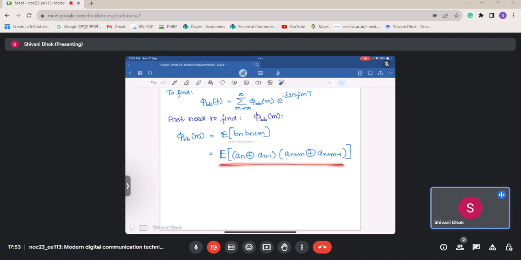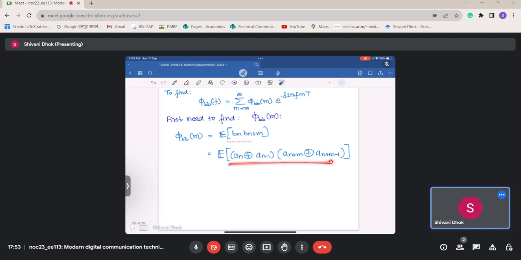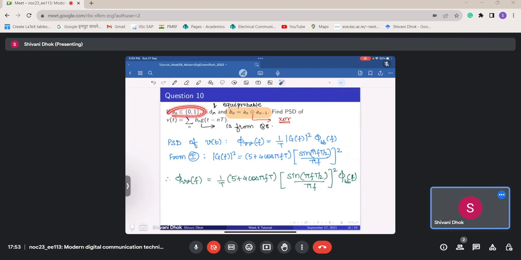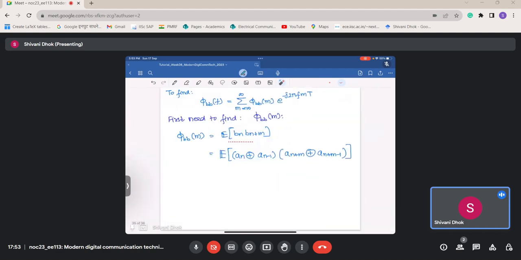So in order to handle this, instead of looking at this equation first, what we'll do is we'll first understand what the statistics of this sequence An are. Let me have this as equation 1. Let us understand the An stats.